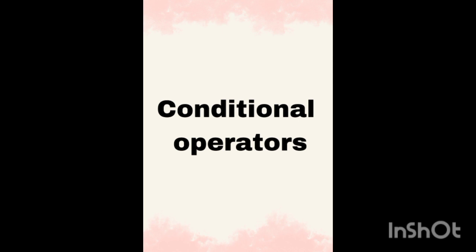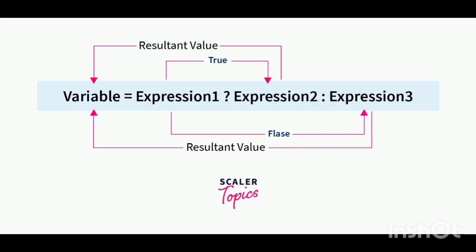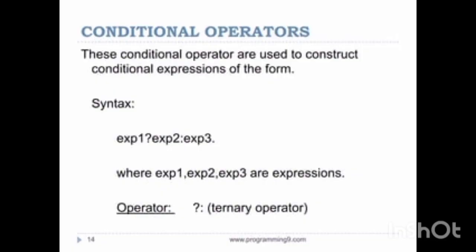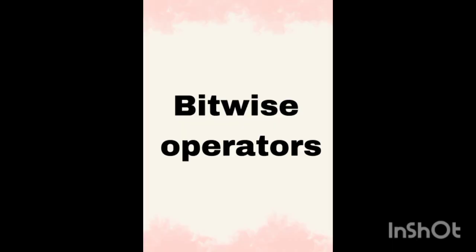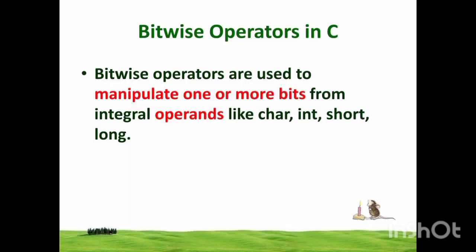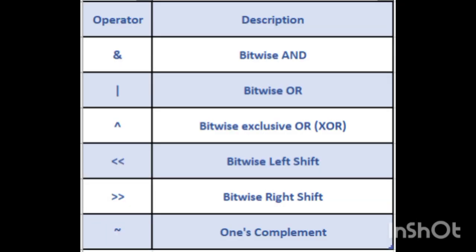Conditional operators in C. Conditional operators are used to construct conditional expressions of the form. Bitwise operators in C. Bitwise operators are used to manipulate one or more bits from the integral operands like character, short and long. Types of bitwise operators in C.